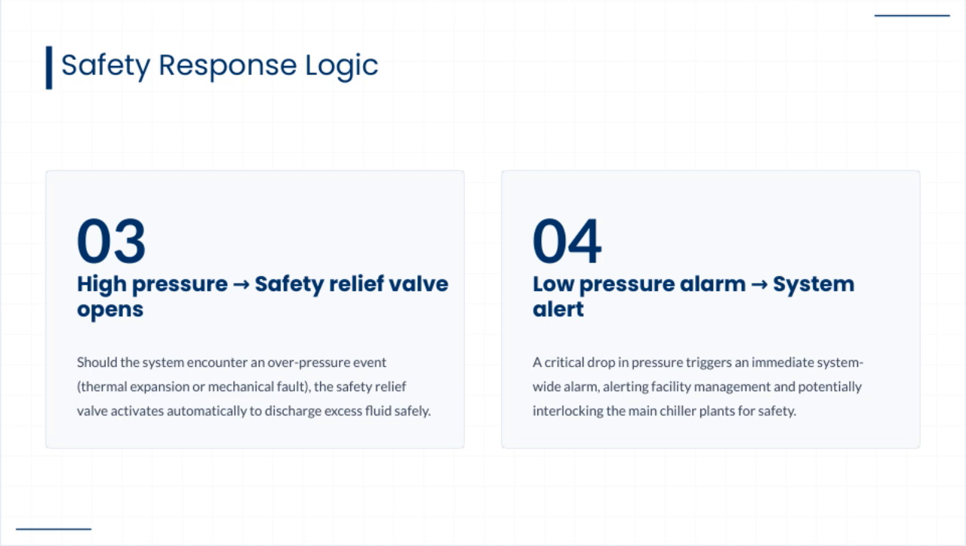On the other hand, if the system encounters an overpressure situation, perhaps due to thermal expansion or a mechanical fault, the safety relief valve kicks in automatically. Its job is to discharge excess fluid safely, preventing any pressure buildup that could cause damage or hazards. Both of these mechanisms are essential for maintaining safe operation. They are key parts of our overall safety strategy, ensuring that any abnormal pressure condition is handled swiftly and effectively to protect both personnel and equipment.